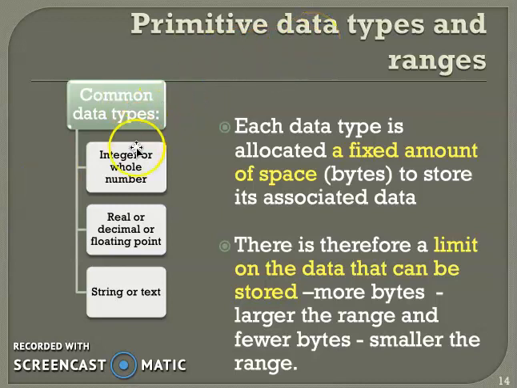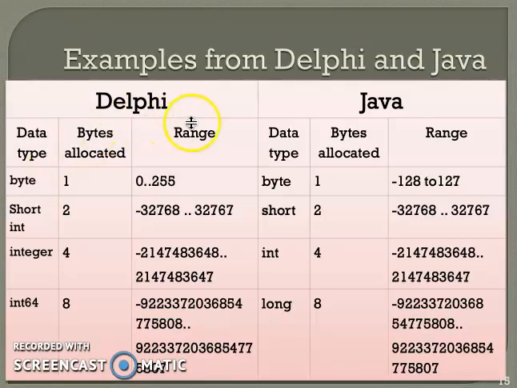Primitive data types. You have common data types such as integer or a whole number, a real number, string, or text. Delphi and Java. Let's compare data types. A byte has an allocation of, we would say data type byte 1, ranges from 0 to 255. Short integer, and integer int64. In Java it will be known as a long integer.